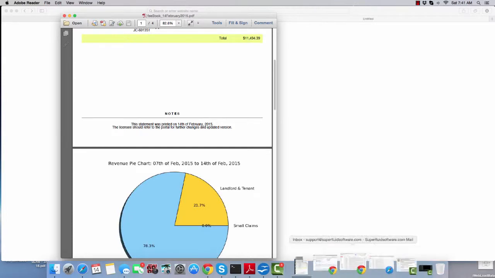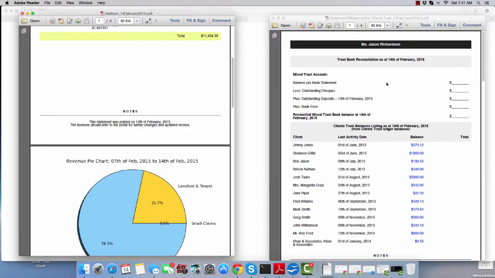So these two documents, the fee book and the reconciliation statement, are pretty much mandatory on a weekly basis. We would strongly recommend that you do this on a Friday night when everything is fresh in your memory about that week. Make sure that the balances are all good.